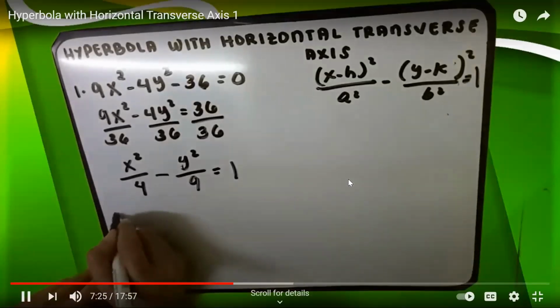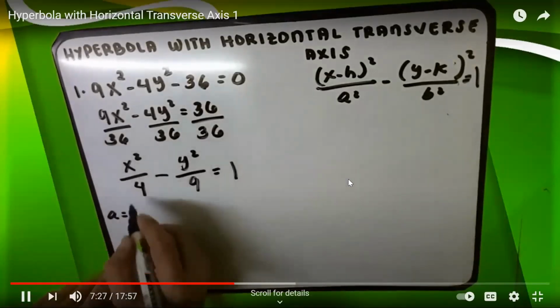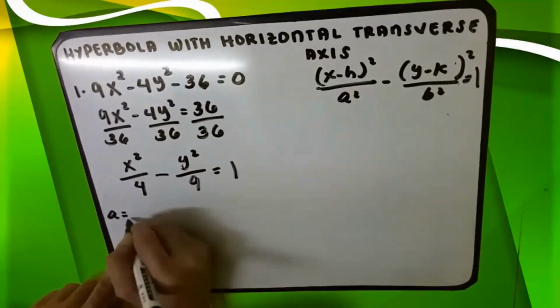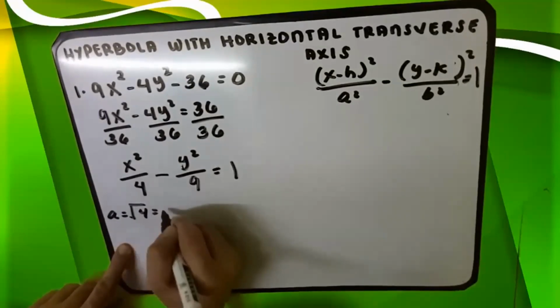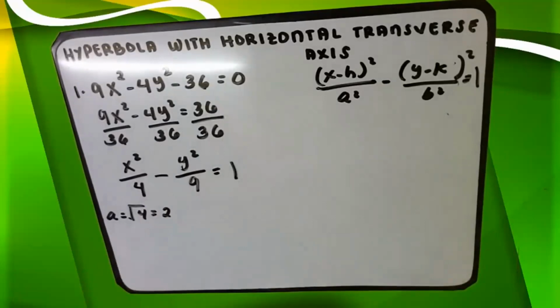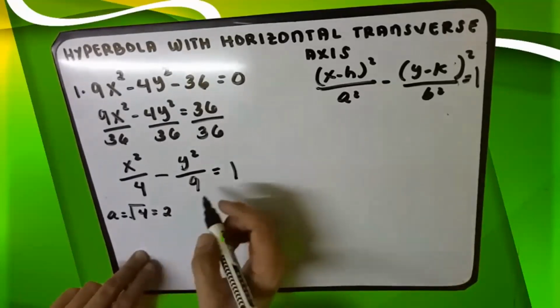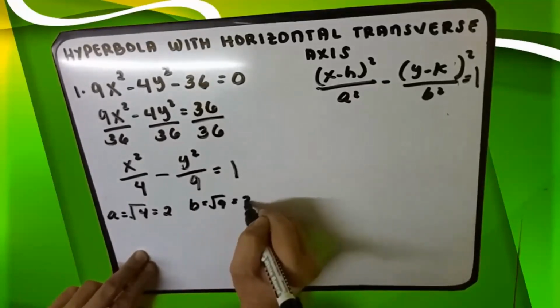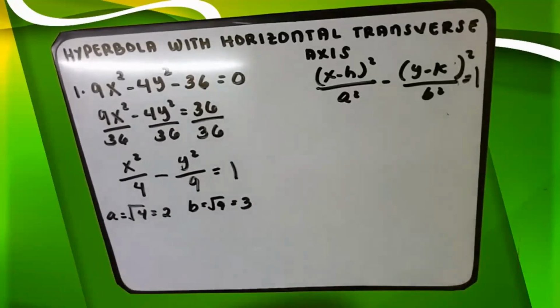So what is the value of A? So let's start with the value of A. So 4 ang nasa ibaba natin. Since square to, ito hindi naka-square. So that is square root of 4. So A is equal to 2. And then B is square root of 9. So that is equal to 3.